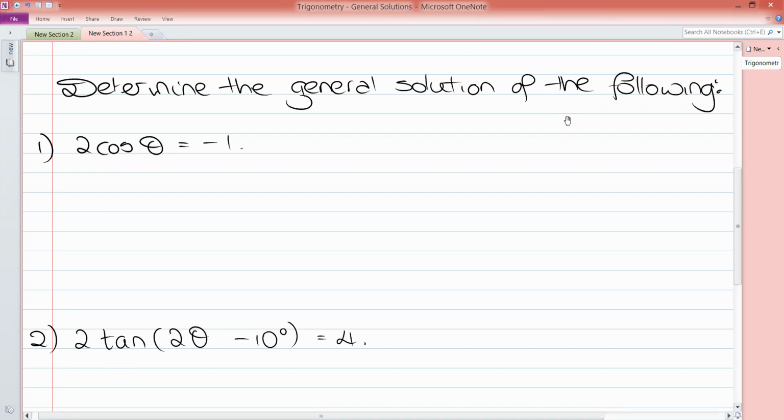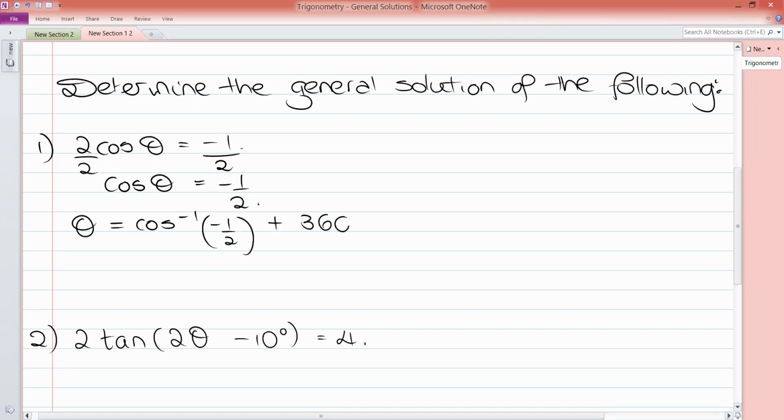So what's the first thing that I should do here? You have 2 cos theta is equal to negative 1. Before I can say inverse cos both sides, I'm going to have to divide both sides by 2, like that. So you end up with cos theta is equal to negative a half. Then when you're at this point, that's when you can now do your inverse cos both sides. So inverse cos of your negative a half, right? Plus 360 degrees K, and K is an integer.